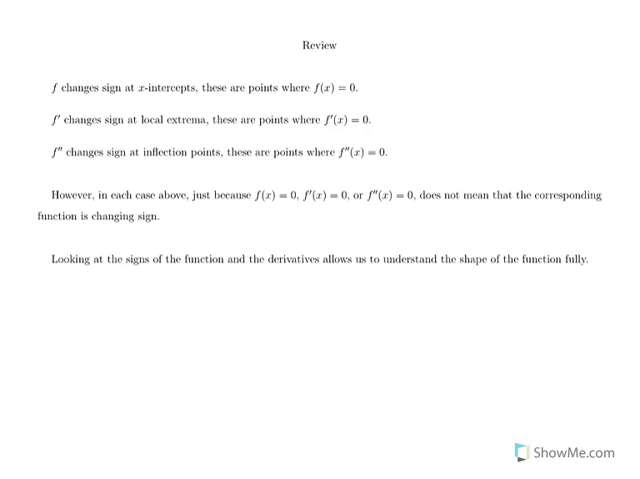Something that we didn't say in this video yet, but is true, is that the function itself changes sign at x-intercepts. And these are the points where f of x equals 0. This is something that you learn in algebra. When you have a function cross the x-axis, we go from f being positive to f being negative. And that special point where it does that is going to be an x-intercept.